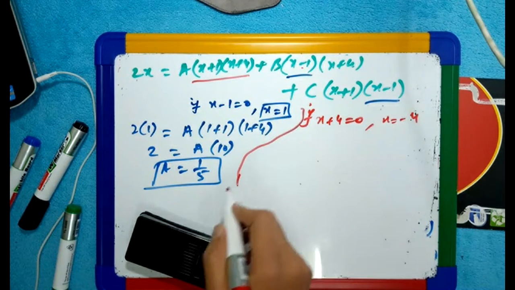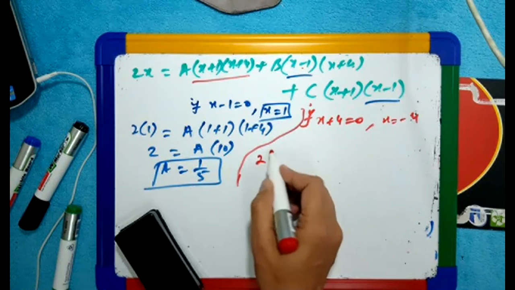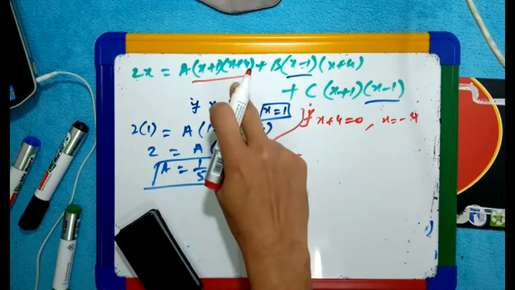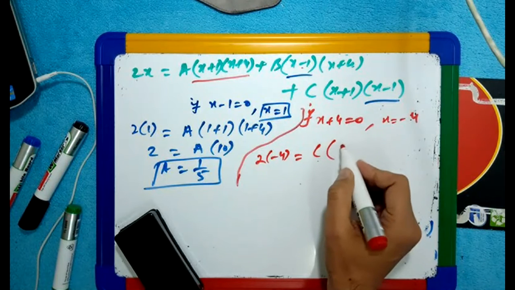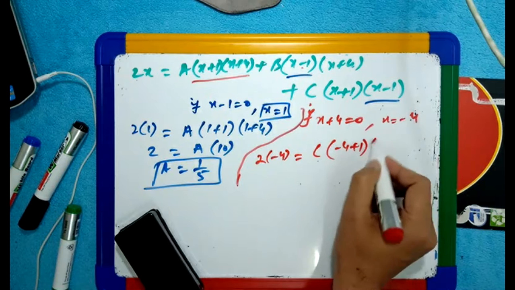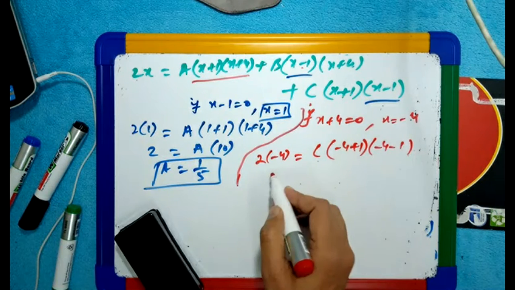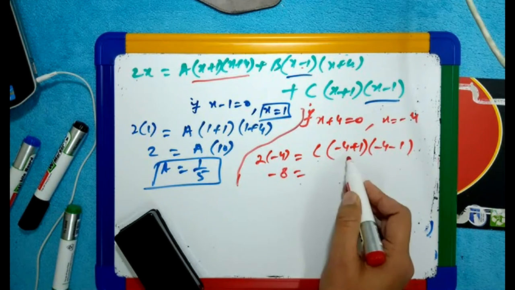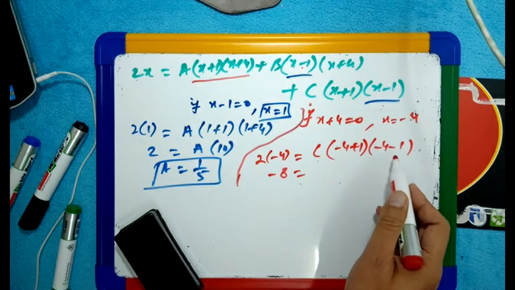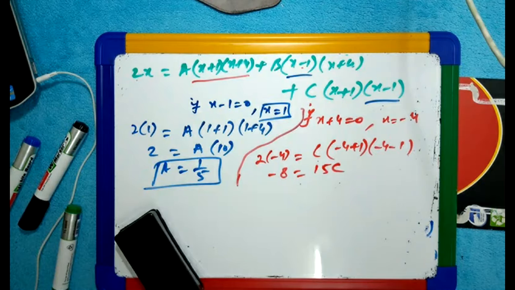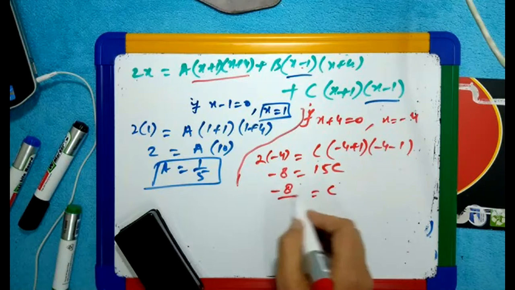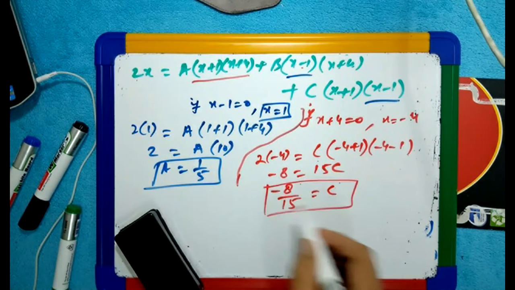Now, what will be this one? On the left side, 2 into minus 4 equal to minus 8. Now which term will be 0? The first term and second term will be 0. Only c is remaining. C is remaining, with minus 4 plus 1 and minus 4 minus 1. So minus 8 equal to, this one will be minus 3 and this one will be minus 5. So minus 5 into minus 3 is plus 15. Then minus 8 over 15. Yes, minus 8 over 15. The two things are done, right?